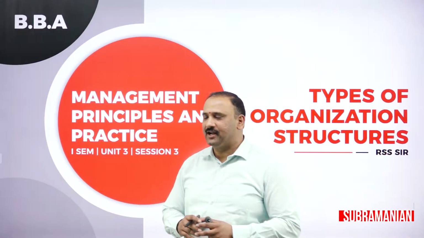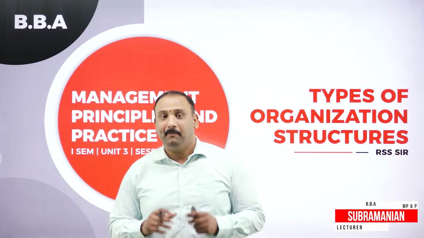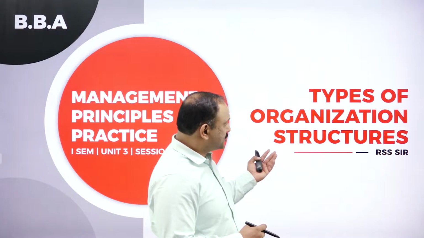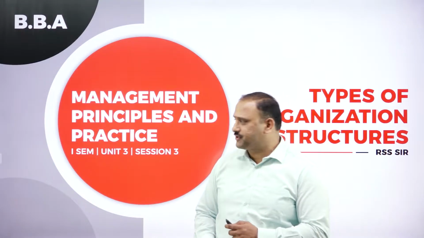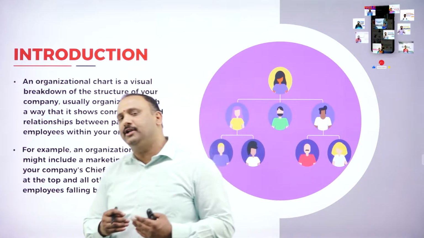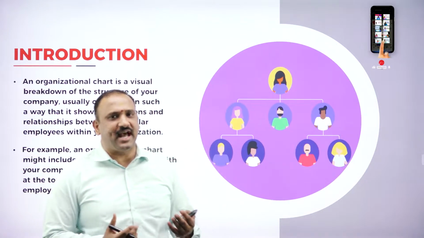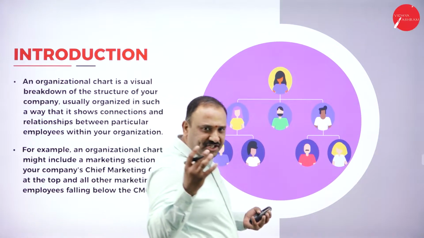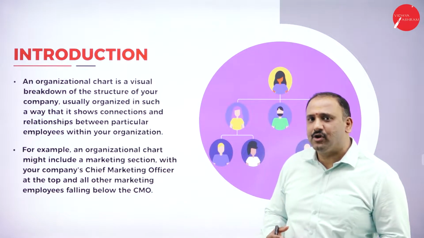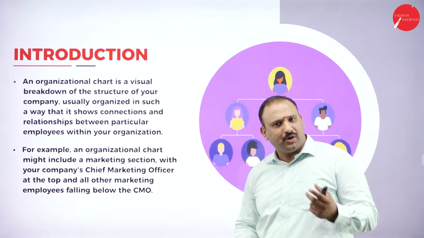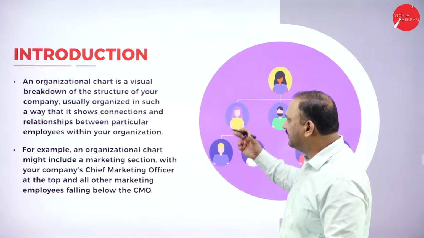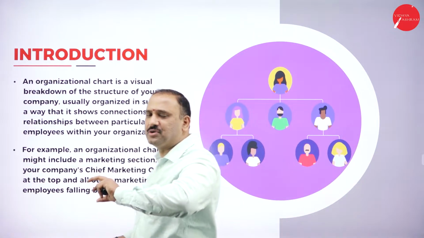Good morning and welcome to Session 3 in Unit 3, Management Principles and Practices, in the first semester B.B.A, where we are going to talk about the types of organization structures. Now, this is a very interesting topic. Why? Because as you join an organization, you want to understand on what basis the organization is structured. It might be a simple structure, a matrix-based organization, or a network model, we do not know. So the employee is highly inquisitive to know how a company is actually structured.